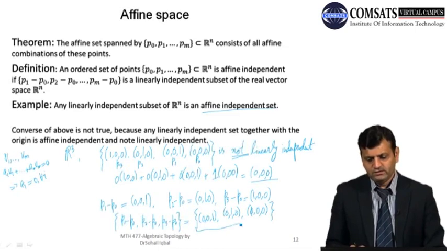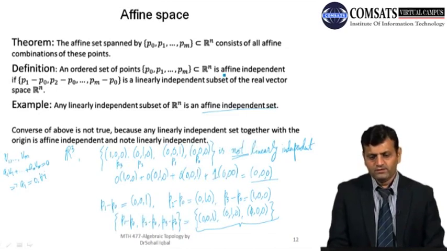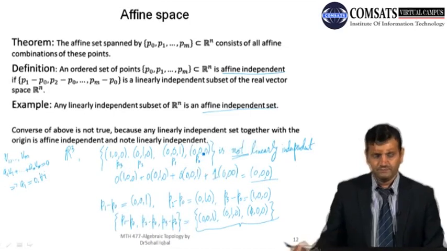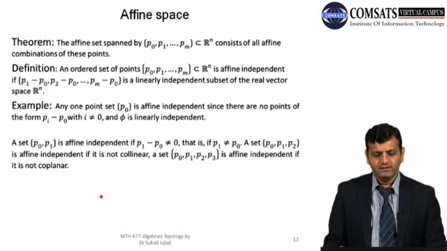So we know that this set is linearly independent, and so according to the definition of affine independence, this set p0 p1 p2 p3 is affine independent, but this set is not linearly independent. A set p0 p1 is affine independent if p0 is not equal to p1. A set p0 p1 p2 is affine independent if it is not collinear, and of course a set p0 p1 p2 p3 is affine independent if it is not coplanar.